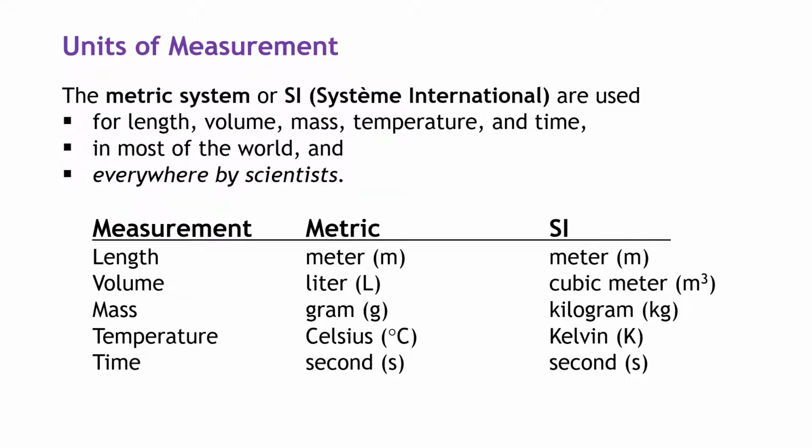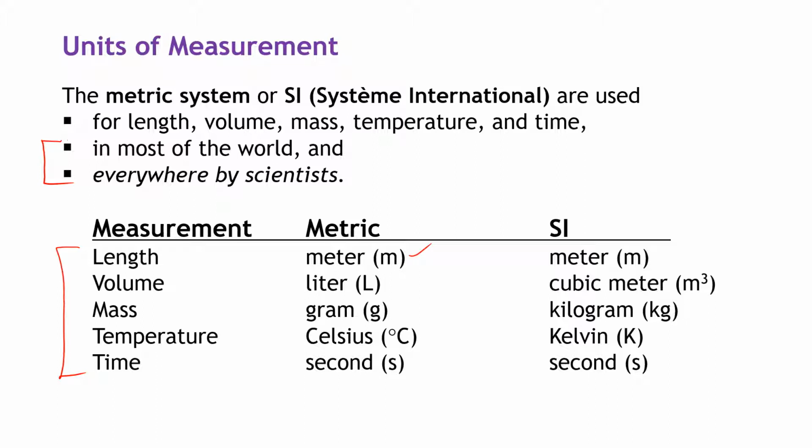In this course, we're going to be primarily concerned with the metric system, which ultimately evolved into the SI, or System International. And we must understand that this is the system that is used in most of the world and everywhere by scientists. So we can use the measurements that were established by the metric system to measure properties of matter such as length, volume, mass, temperature, and time. And we'll notice that very specific units are used. In other words, in order to measure length, we're going to use the meter. Or to measure volume, we're going to use the liter, or cubic meter, and so on and so forth.